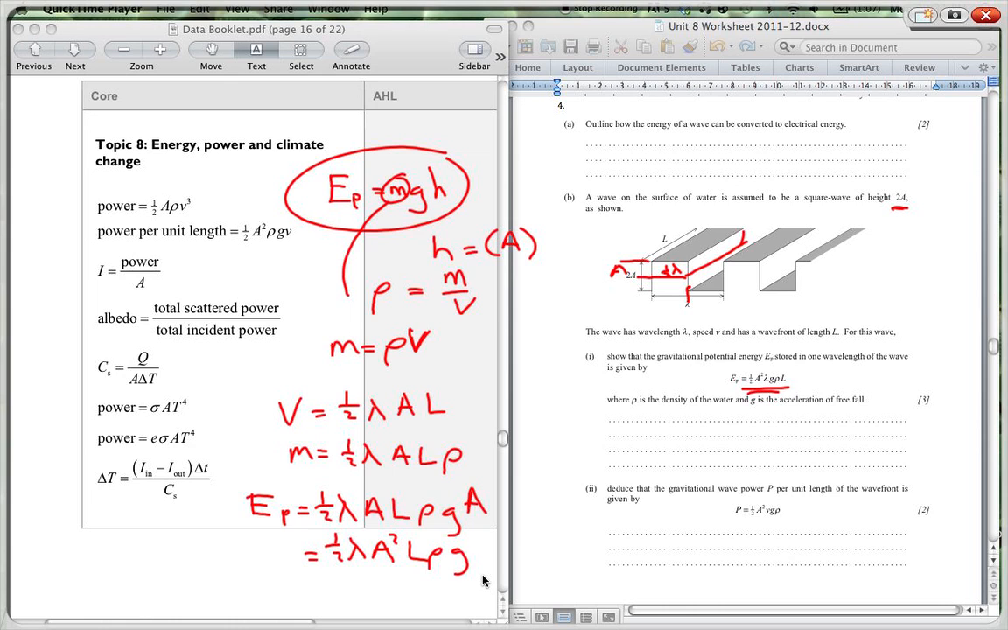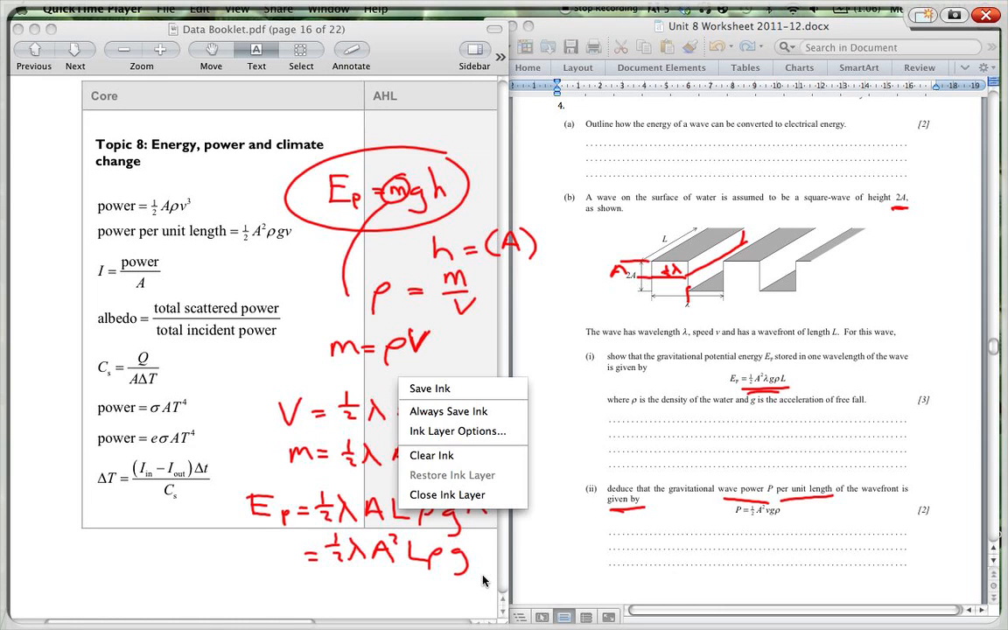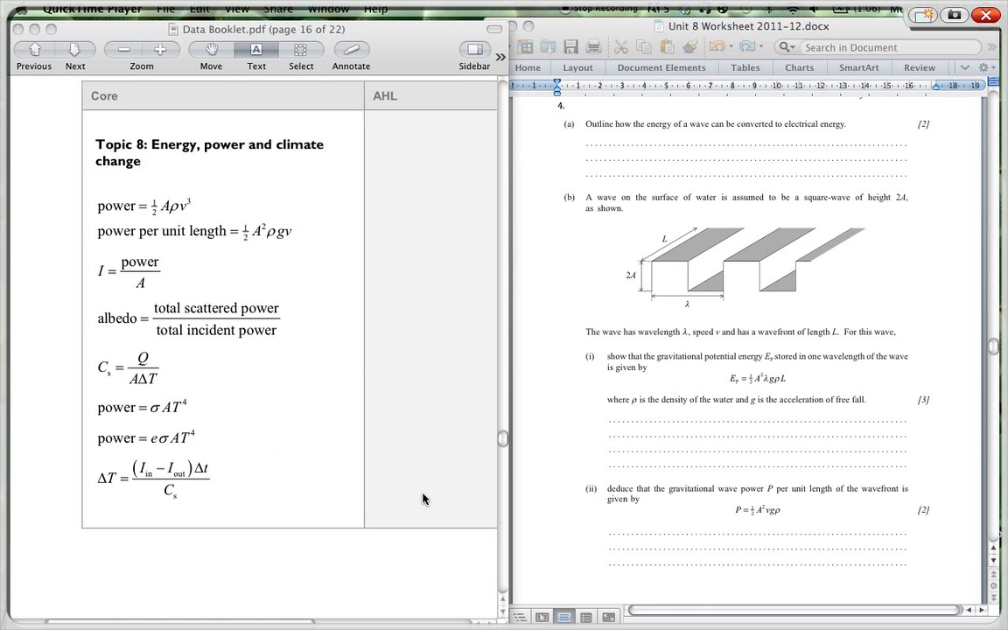Then it says deduce that the gravitational wave power per unit length of the wavefront is given by. So let me just clear this over here. We have power is equal to work over time. So in looking at over here, the power is equal to a joule per second. Now, we have got our energy, our work, is actually given by this. So we've got our power is equal to a half a squared lambda g rho L, like that.